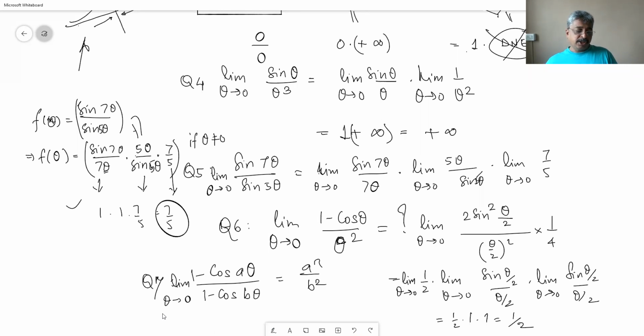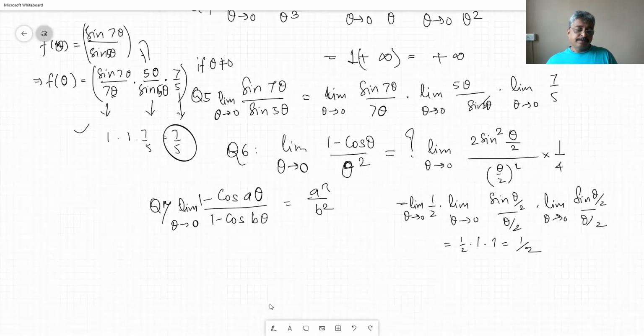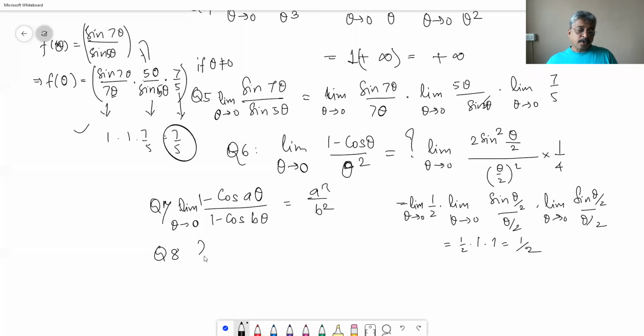Last question in this series, question 8. Limit theta tends to 0, tan theta upon theta is equal to, easy. Okay. By the way, the answer for tan theta upon theta is 1, because you can always split tan theta as sine theta upon cos theta, and sine theta upon theta is 1 and 1 upon cos theta is 1, therefore the answer is 1.